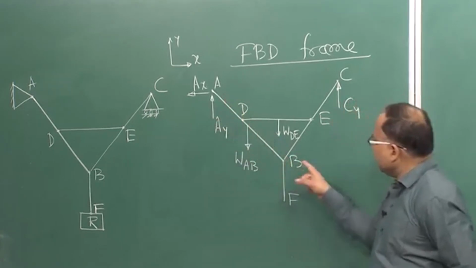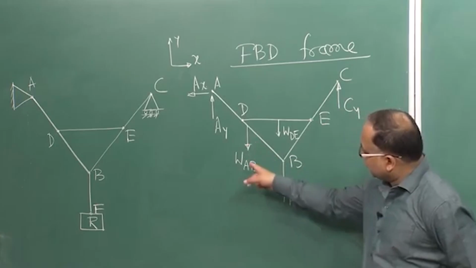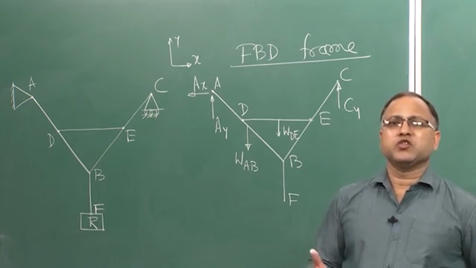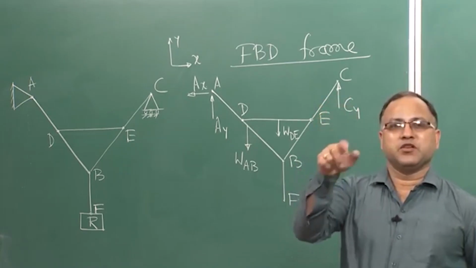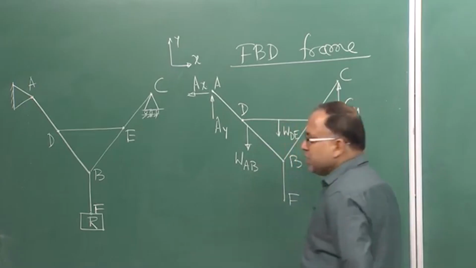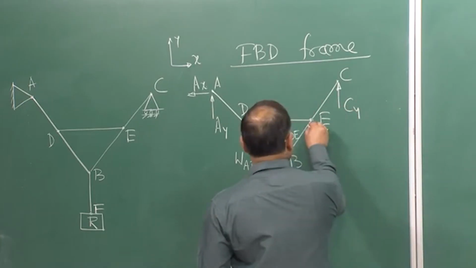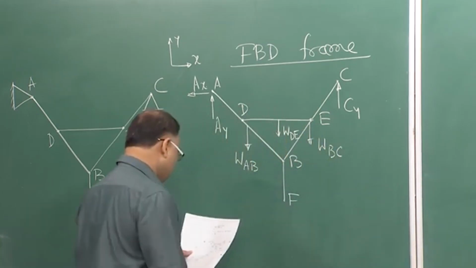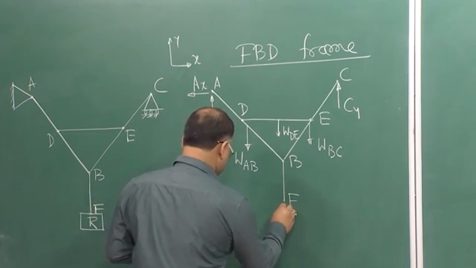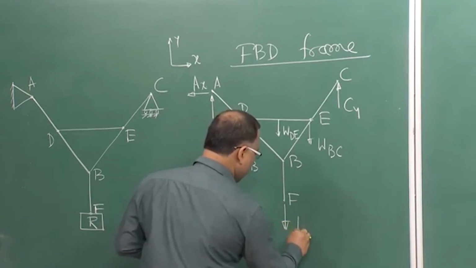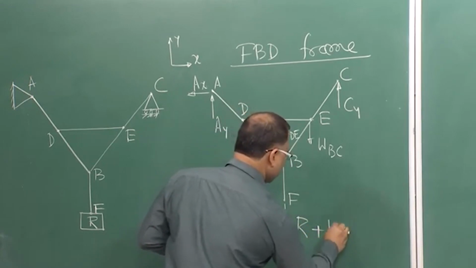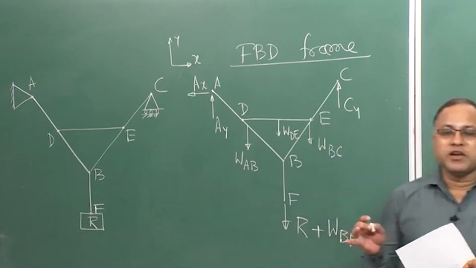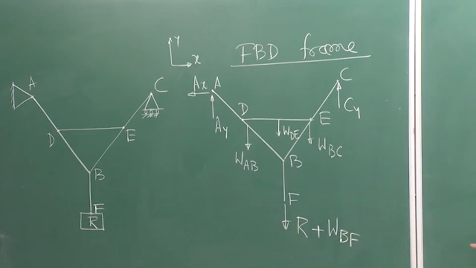So, if you consider AB as a whole member, the weight of the member AB, that is WAB, can be assumed to act along the center of gravity of the member. Fine. Similarly, WDE is acting here. Similarly, WBC is acting here. Okay. And at point F, you have already force R plus WBF. So, this is the free body diagram of the whole frame.